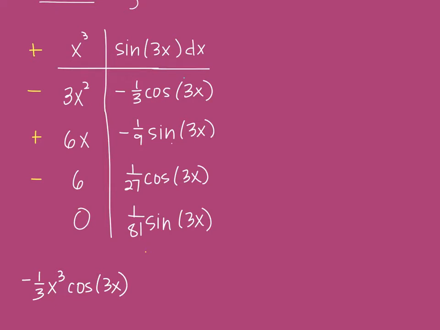Now will the second pairing be positive or negative? Okay, look at how you're combining it here. Will the next pair be positive or negative? It'll be positive because you have a negative with a 3x squared, but you also have a negative with the 1/9. So that will give you positive 1/3 x squared sine 3x.